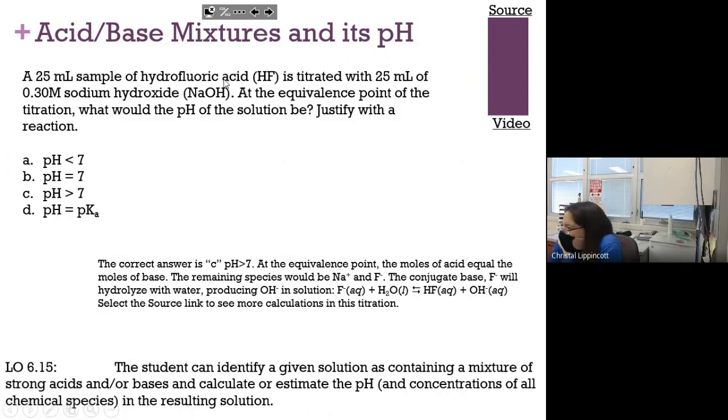Okay, so you're titrating a weak acid and a strong base. At the equivalence point, you would expect the pH to be greater than 7 because this is a strong base. Okay, weak acid, strong base.